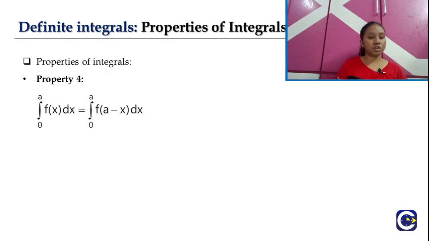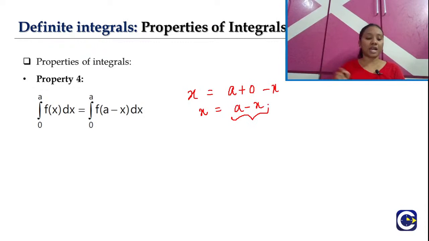So property 4. If we are having integration of function f of x dx from the limit 0 to a, it can be anything. Then what I can do is, instead of leaving it to be f of x, I can write, in place of x, the sum of these two limits, that is a plus 0 minus x, which is nothing but a minus x. So in place of x, I can replace that with a minus x. So this is one of the properties.